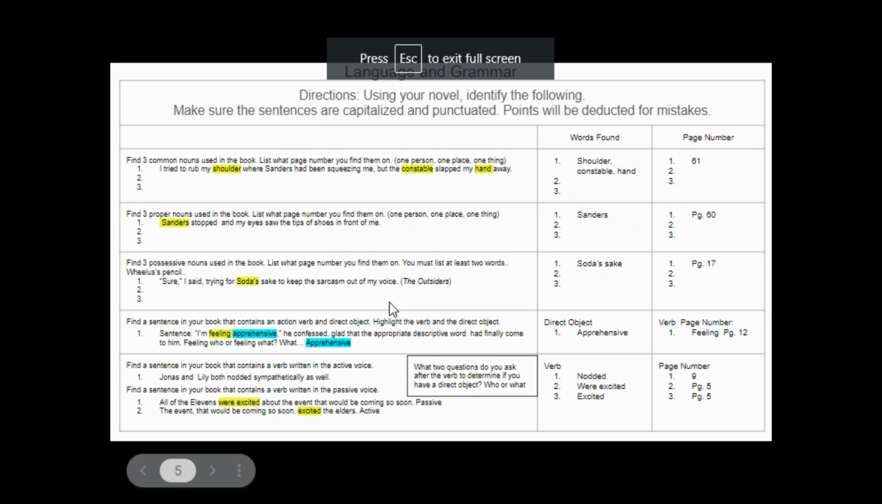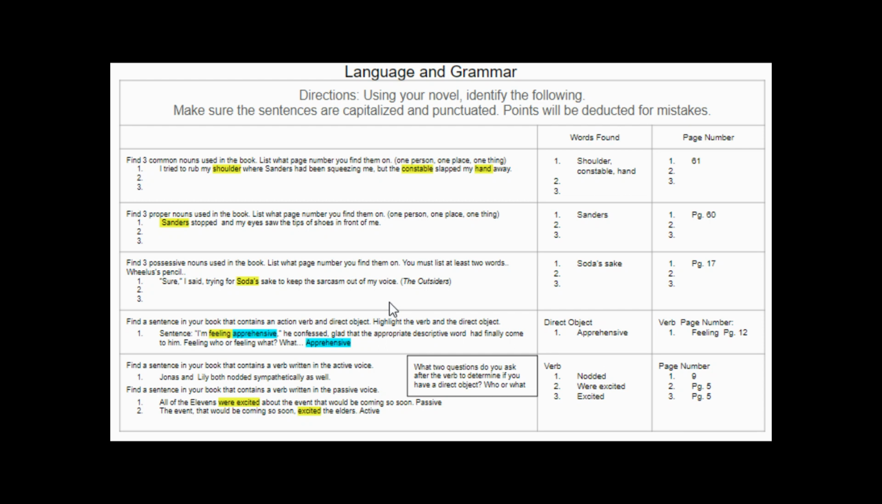All right. So, I'm going to come up here and, well, I don't know that I really can go in there, but. All right. So, the first thing it says: find 3 common nouns used in the book. List what page number you found them on. Okay? One person, one place, one thing.